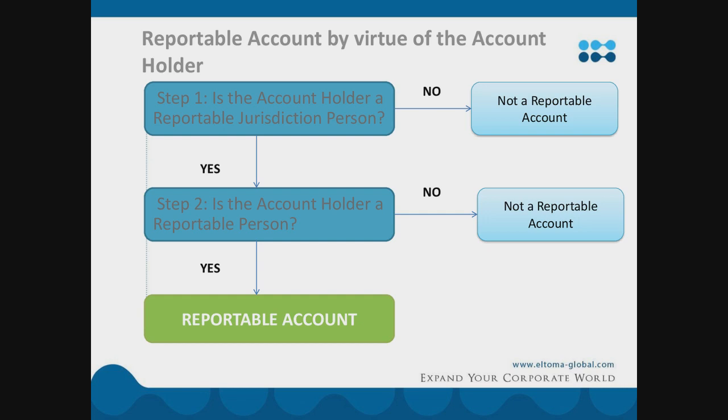The first test establishes whether a financial account is a reportable account by virtue of the account holder. This test can also be broken down into two further steps as shown on the slide. First, we need to determine whether the account holder is a reportable jurisdiction person, which means whether the account holder is a resident in a jurisdiction which joined the common reporting standards. If no, then it's automatically a non-reportable account. If yes, then we move on to consider step two, whether the account holder is a reportable person. If the answer to this question is yes, then we've got a reportable account. If the answer to the second question is no, then we've got an unreportable account.